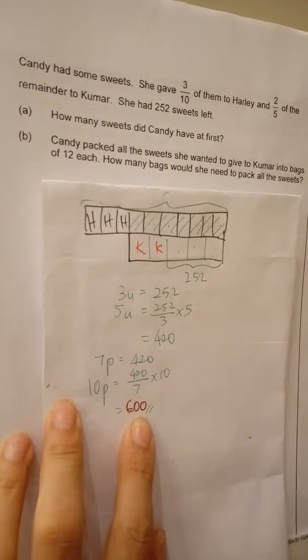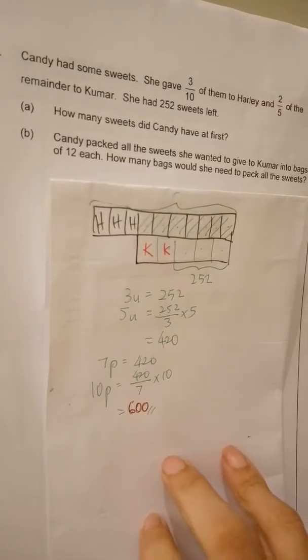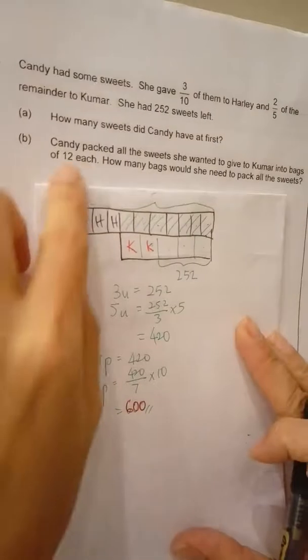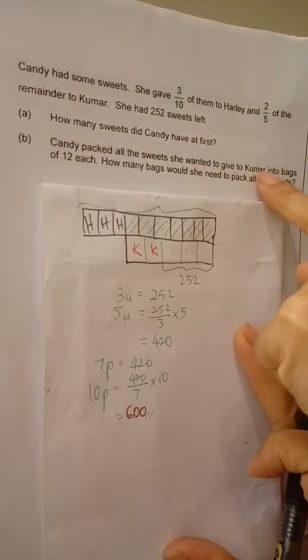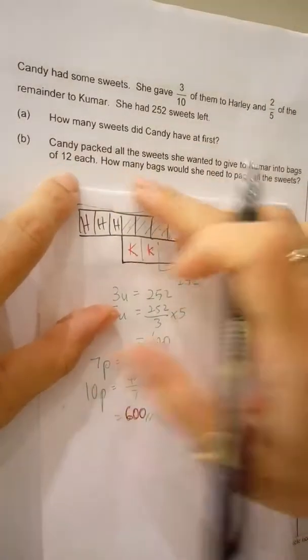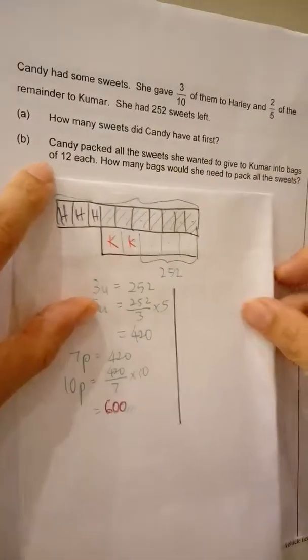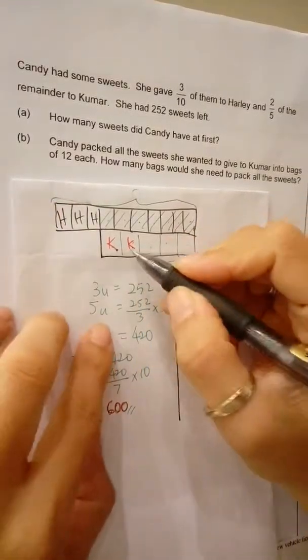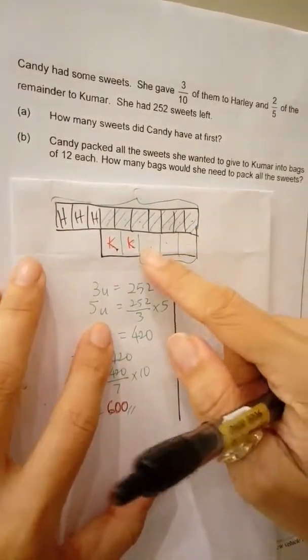Let's go to part B. Candy packed all the sweets she wanted to give Kuma into bags of 12. How many bags did she need? Kuma. Is Kuma here? Yeah, Kuma is here.